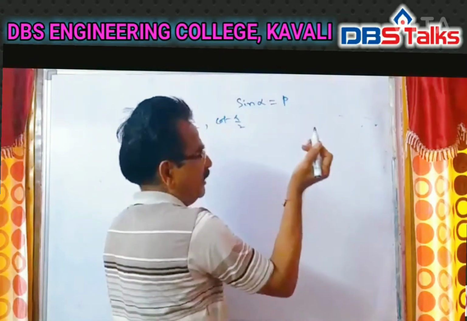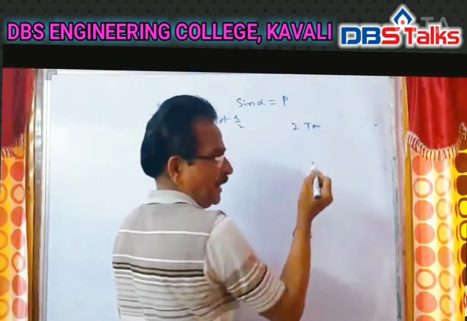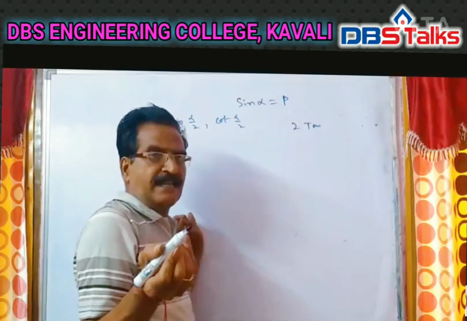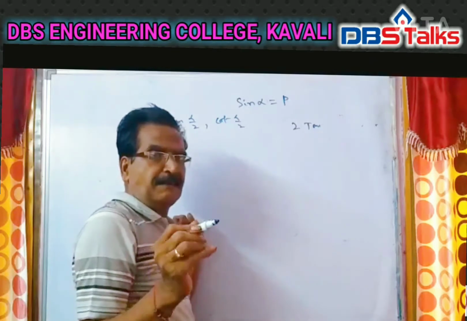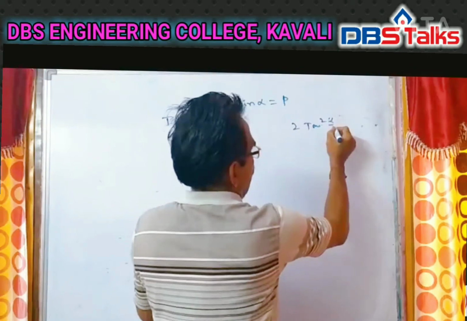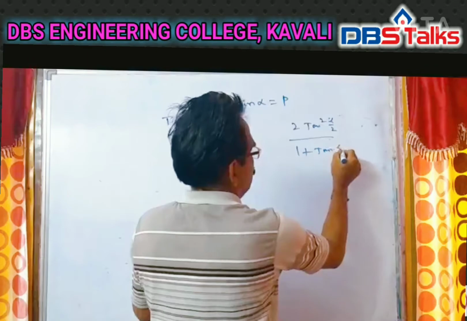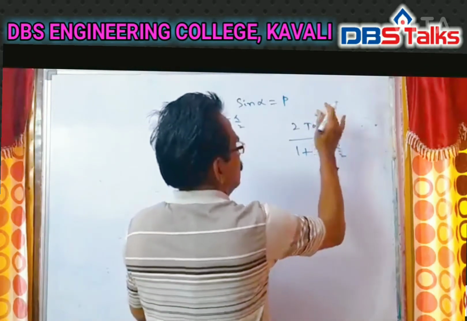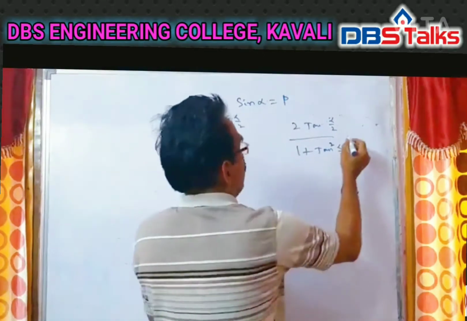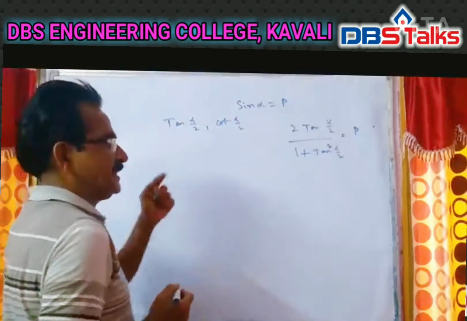See friends, sin alpha can be written as sin 2 theta, 2 tan theta by 1 plus tan square theta. Sin 2 theta formula friends. Sin 2 theta means 2 tan theta by 1 plus tan square theta. So sin alpha means 2 tan alpha by 2 by 1 plus tan square alpha by 2 is equal to P. Because here we need this expression.